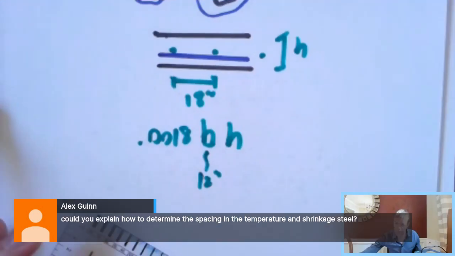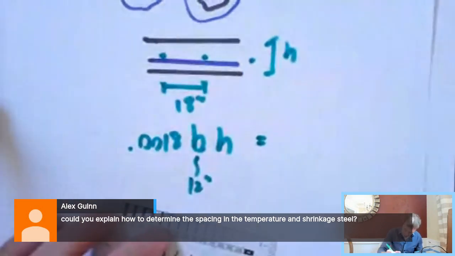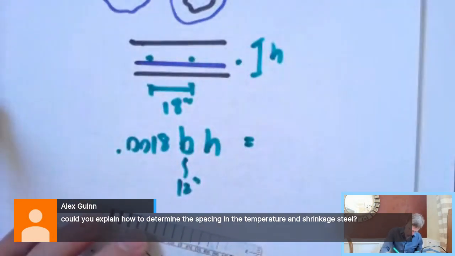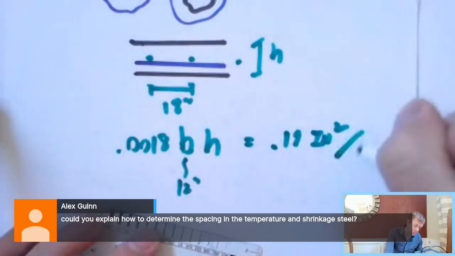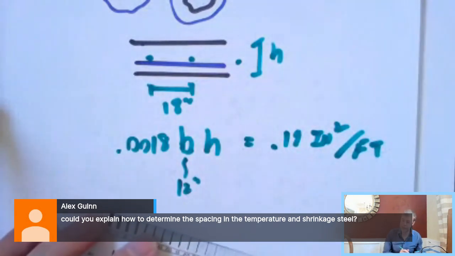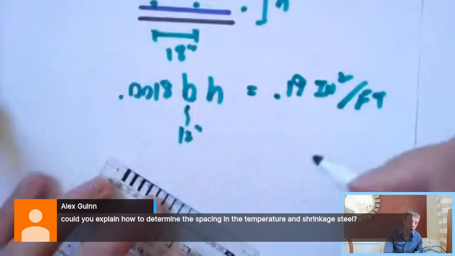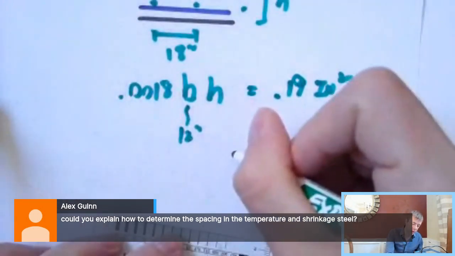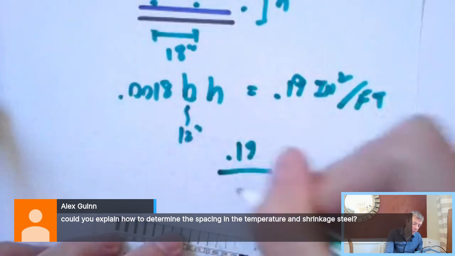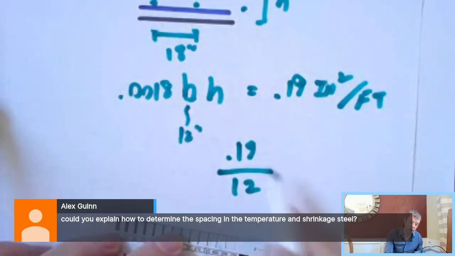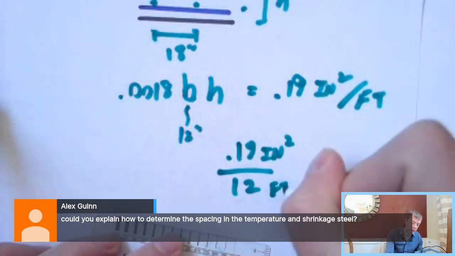So a number, for example, on page 74 in the textbook that we came up with, we got something like 0.19 inches squared per foot. So how you would find the spacing is you would say, well, I need 0.19 divided by 12, because I'm providing 0.19 inches squared per 1 foot.